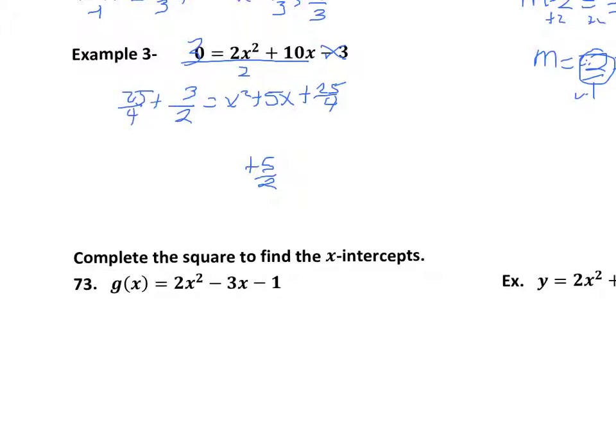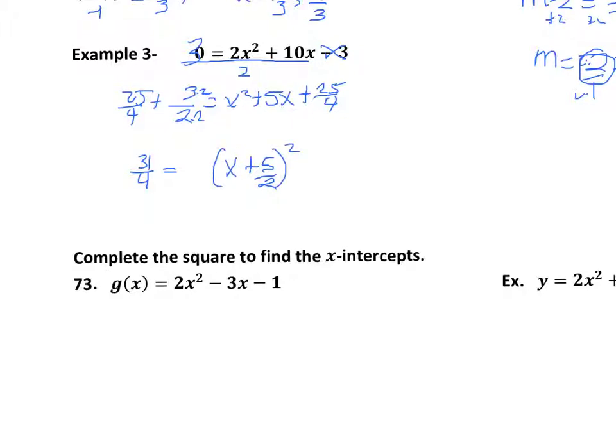Okay, so on the left side here, we've got to get a common denominator, which is 4. So times top and bottom by 2. And 3 times 2 is 6, and 6 and 25 is 31 over 4. And that equals, what's my perfect square trinomial? X plus 5 halves squared.